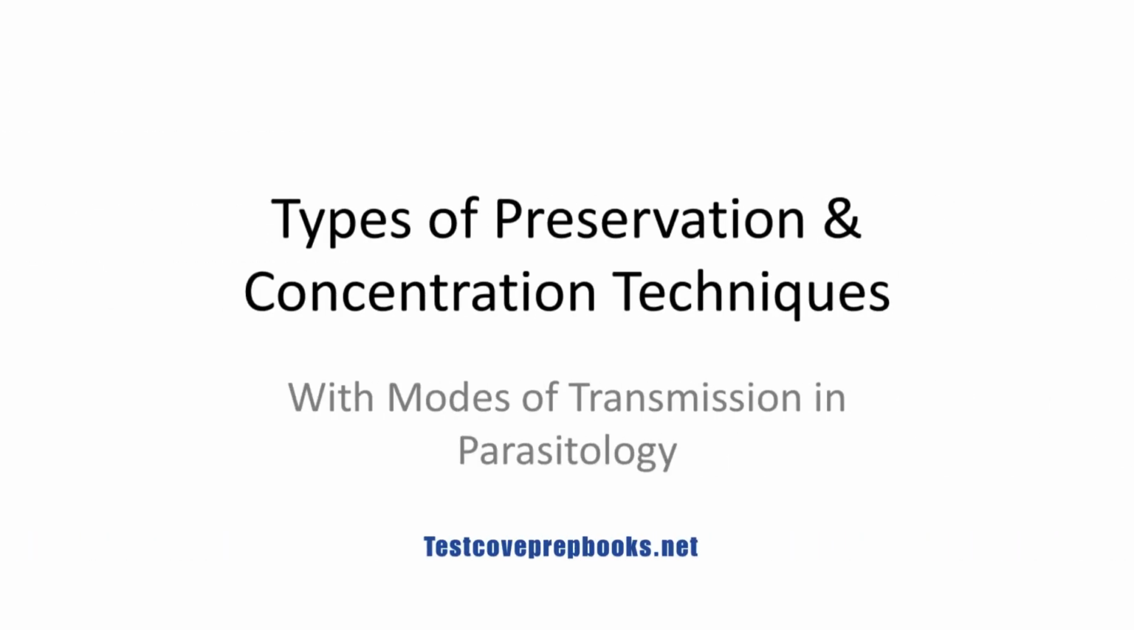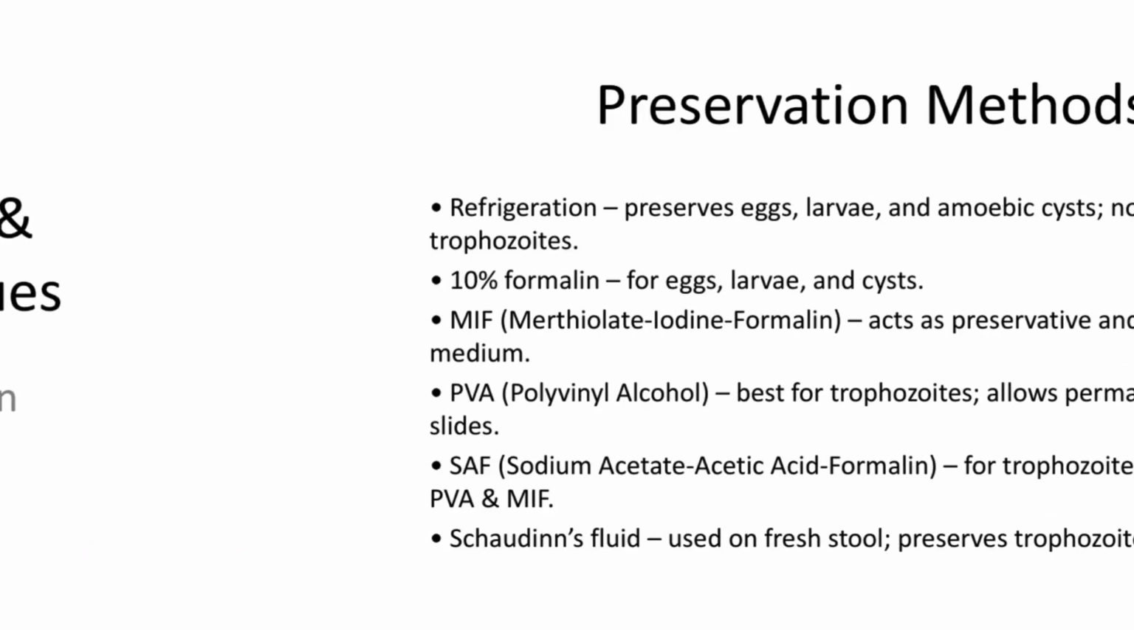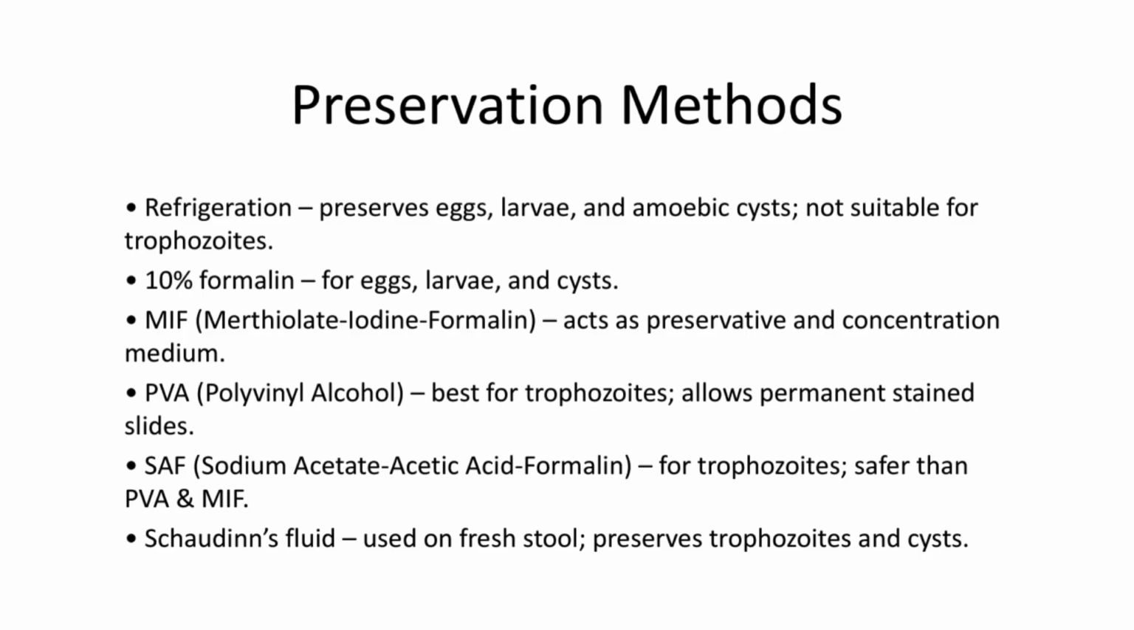In parasitology, proper preservation methods, concentration techniques, and understanding modes of transmission are essential for accurate diagnosis and prevention. Preservation methods include refrigeration, which is suitable for eggs, larvae, and amoebic cysts, but not for trophozoites. 10% formalin is also effective for eggs, larvae, and cysts. MIF, or merthiolate iodine formalin, works both as a preservative and for concentration, useful for eggs, larvae, and cysts.